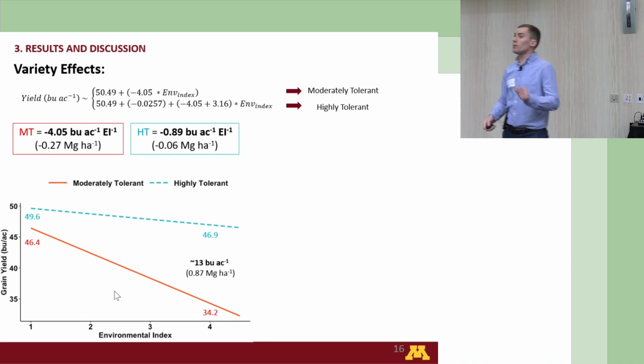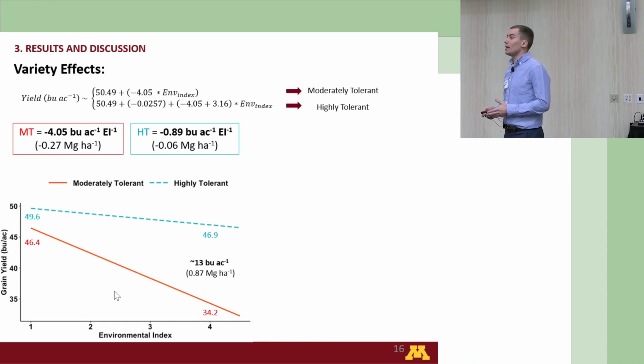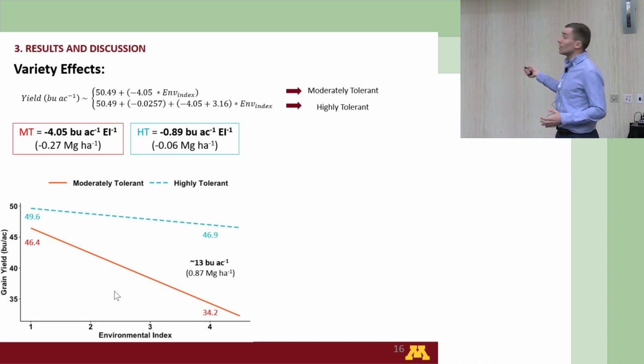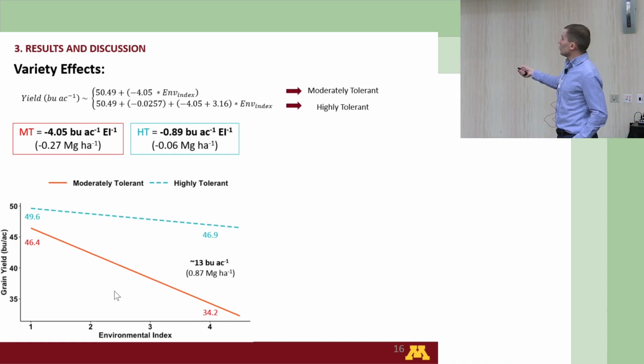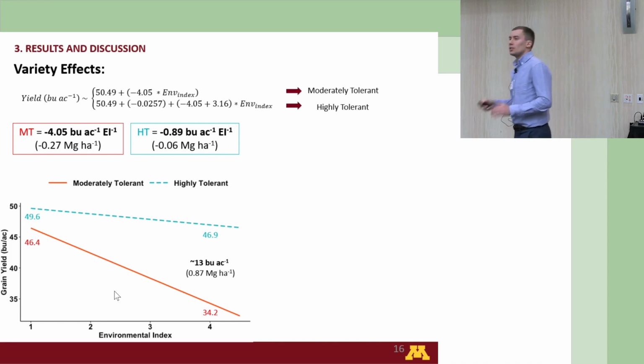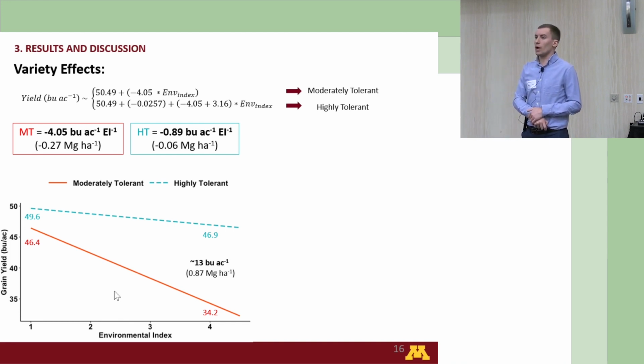And that's why I mentioned before that growing a highly tolerant variety is considered the most important and most practical strategy for IDC management. Just by switching the variety, we increase grain yield by about 13 bushels per acre where IDC was severe. But what this graph also shows is that even when IDC was low to moderate, as we can see over here where the environmental index was 1, the highly tolerant variety tended to yield about 3 bushels per acre more than the moderately tolerant variety.